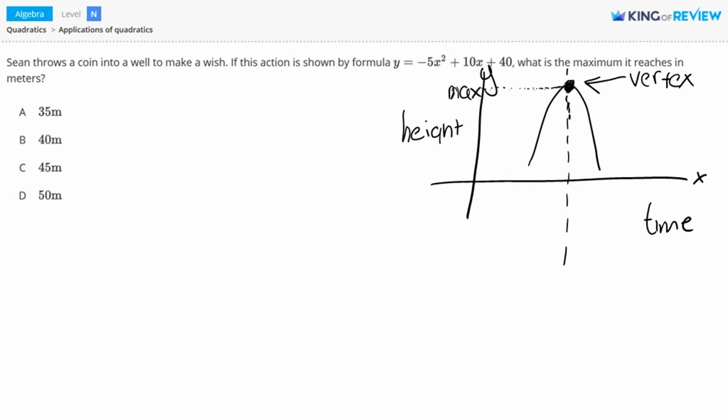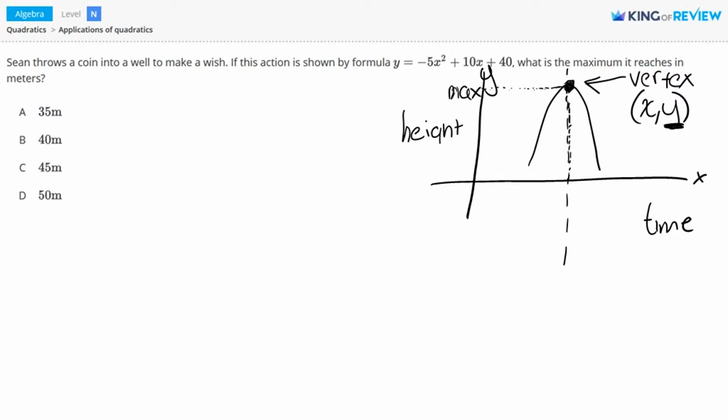And the x-coordinate of the vertex represents the time at which the coin reaches the maximum height. So if we can find the coordinates for the vertex, then we'll be able to solve this problem, specifically the maximum height that the coin reaches.